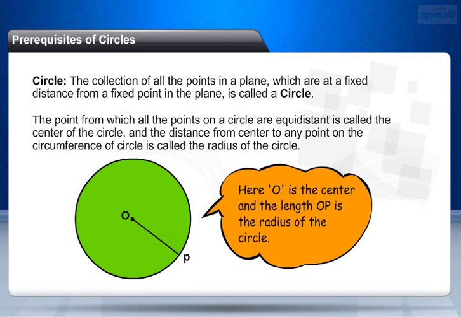Circle: the collection of all the points in a plane, which are at a fixed distance from a fixed point in the plane, is called a circle. The point from which all the points on a circle are equidistant is called the center of the circle, and the distance from center to any point on the circumference of circle is called the radius of the circle. Here, O is the center, and the length OP is the radius of the circle.